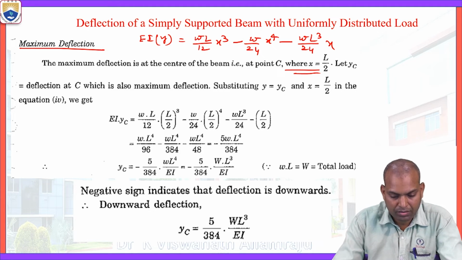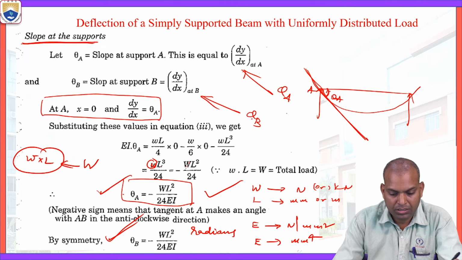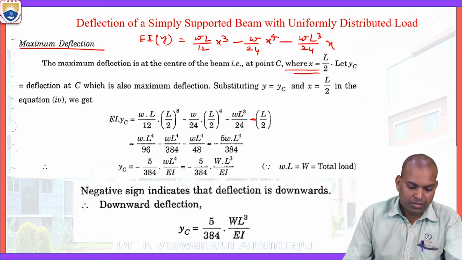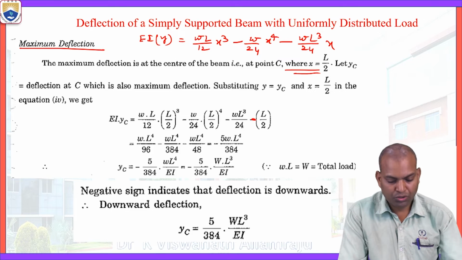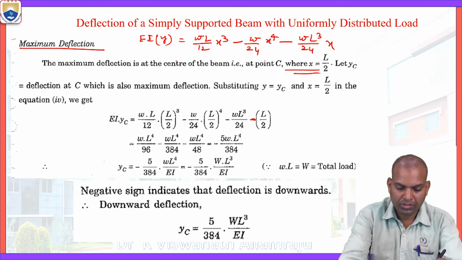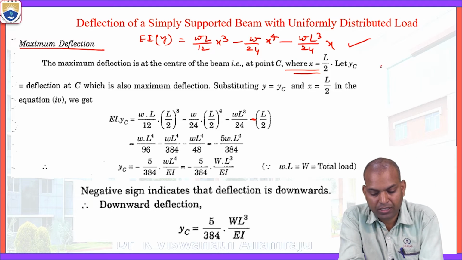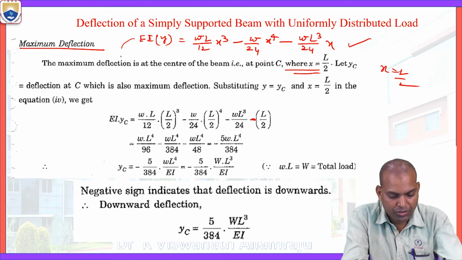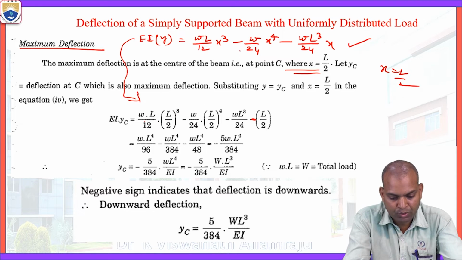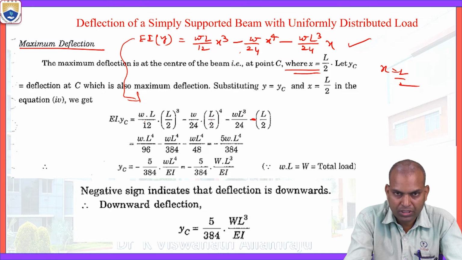This is the equation. One thing you can do, this formula can be changed here itself. Substitute in this equation x equal to L by 2. Now, substituted here: wL by 12, small letters, times L by 2 whole cube, minus w by 24 times L by 2 to the power 4, minus wL cube by 24 times x, that is L by 2.